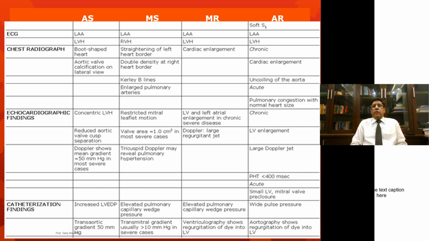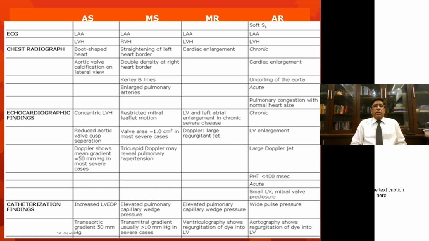In chronic aortic regurgitation, there would be left ventricular enlargement, and there would be a large Doppler jet flowing from the aorta back into the left ventricle during diastole. And of course, a pressure half-time of less than 400 is a sign of the severity of aortic regurgitation. In acute cases, of course, there is not enough time for the left ventricle to enlarge, so the LV may not be that enlarged, but mitral valve pre-closure can be seen.